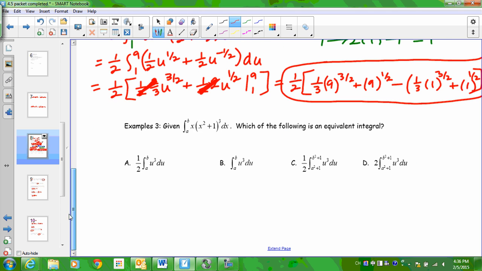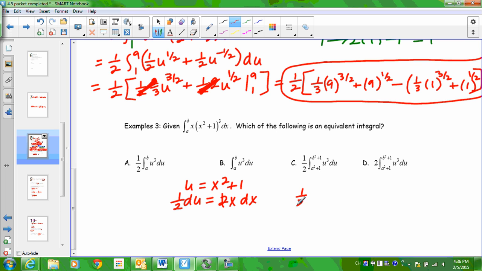Okay, example 3. This is a multiple choice problem. And so don't just pick the answer because of what you think. Go ahead and actually solve it out as much as you need to until you're 100% certain of what the answer is. Okay, so this is all the same stuff we know to do.